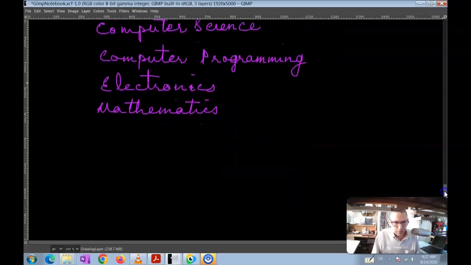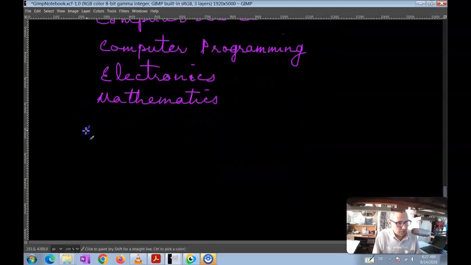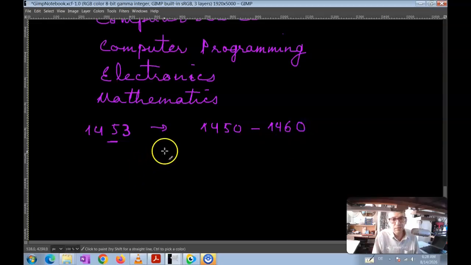So then again, over here we have 1453, and we want to round to the nearest tens, right? So that's 1453, which means that it's some number between 1450 and 1460, right? And of course it's much closer to 1450, so I'm going to take this number.